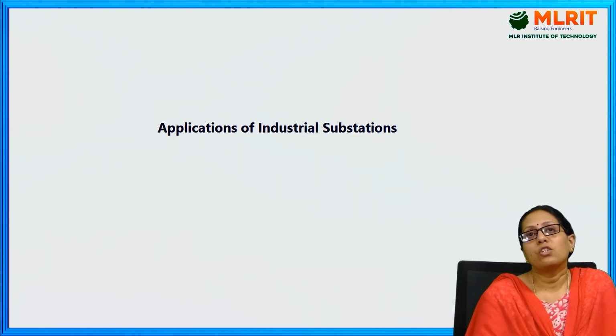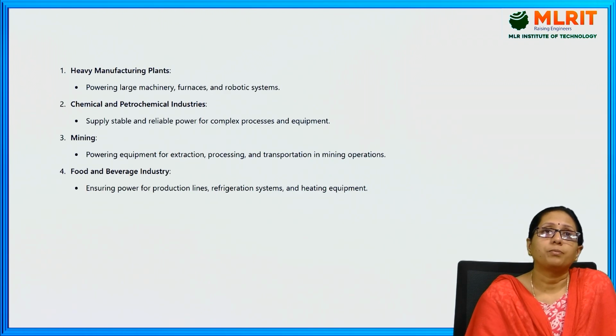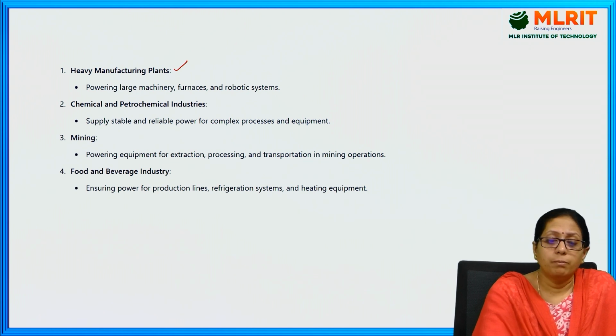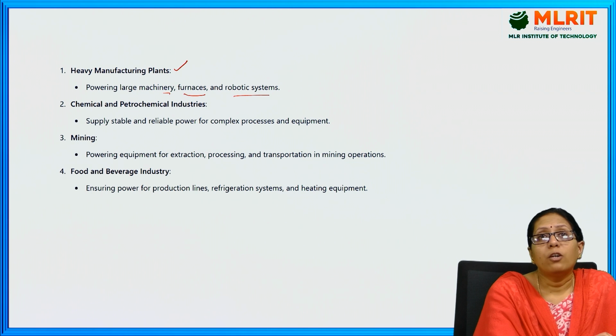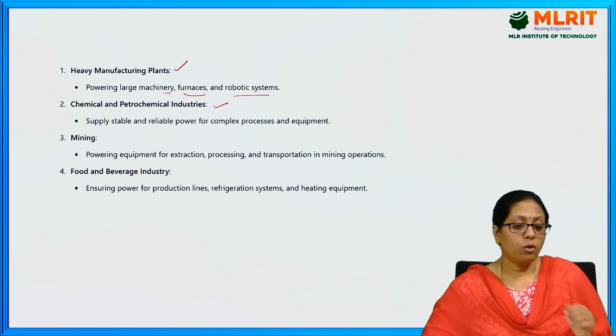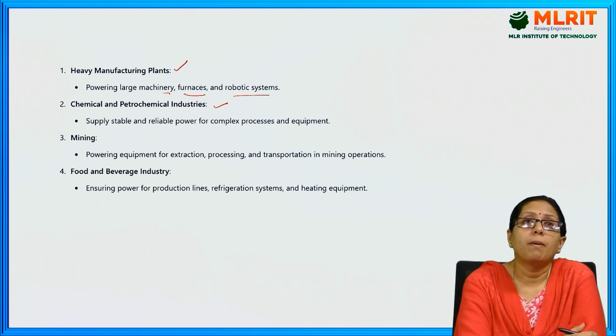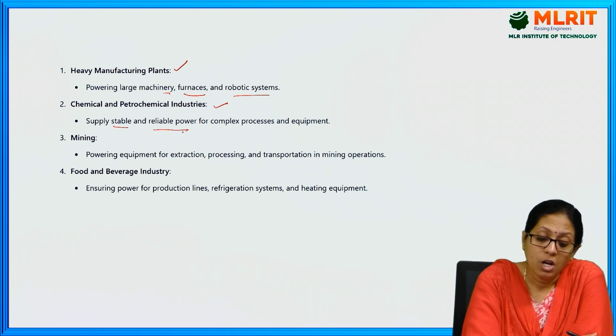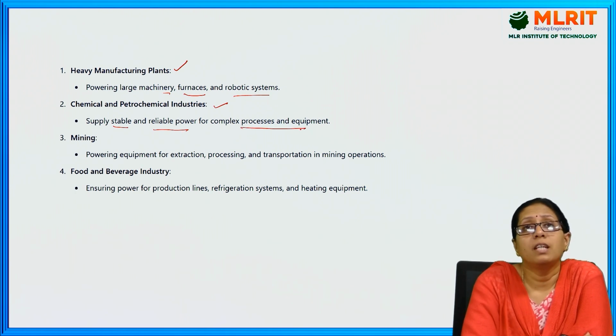Next one is applications of industrial substations. Here you can see four different applications. The first is heavy manufacturing plants, where we can power large machinery, furnaces as well as robotic systems. The second one is chemical as well as petrochemical industries. It can supply stable and reliable power for complex processes as well as equipment.